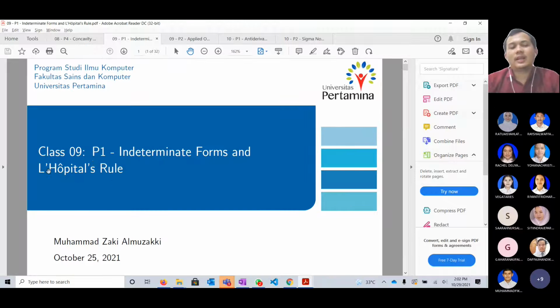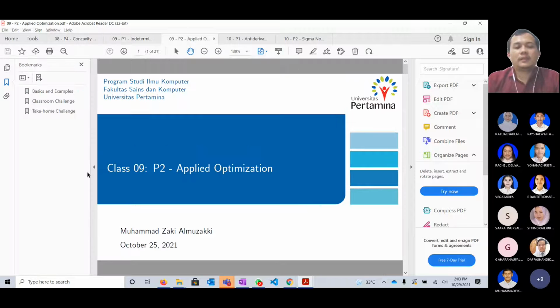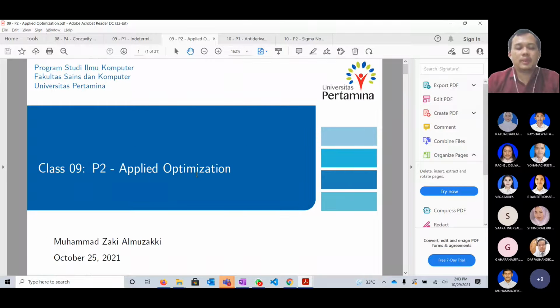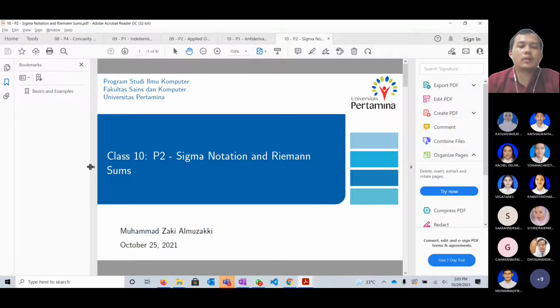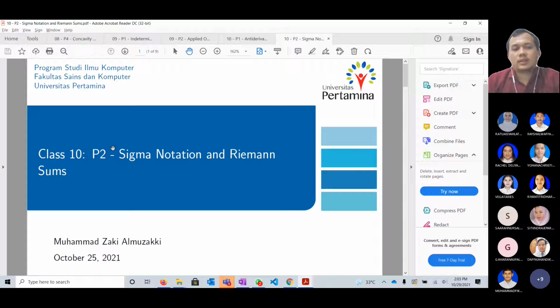I assume that you've heard this name, L'Hôpital's rule, in your high school, and I think that you will like it. And then finally, applied optimization related to the differentials. And then if time lets me, I will add an explanation about antiderivatives and sigma notation in preparation for next week's material.